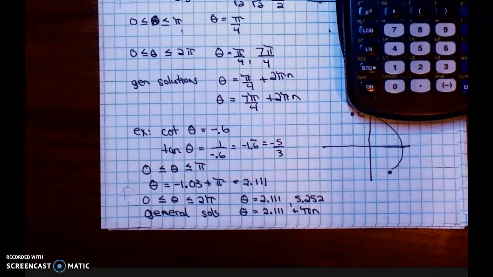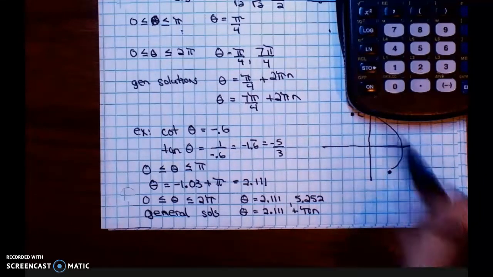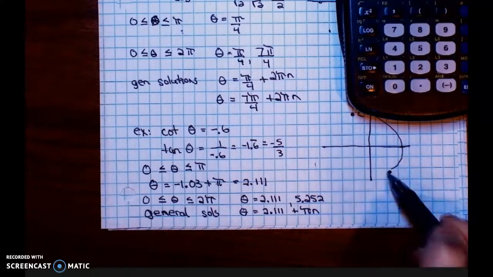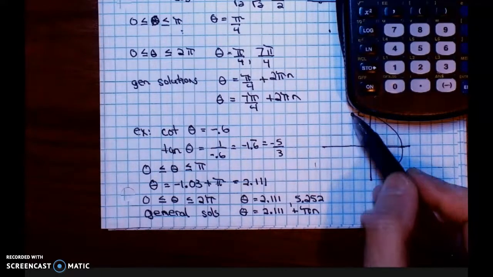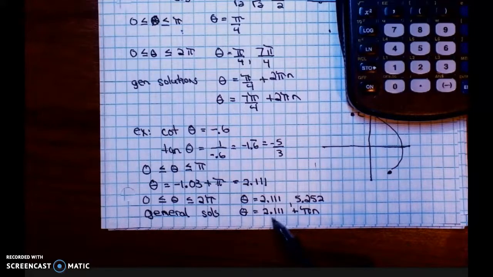So if I start here and I add pi, I'm down here. I add pi every single time, and I'm ending up here or here. So I don't have to do the 5.252 plus that pi n. It's all taken care of in this single statement.